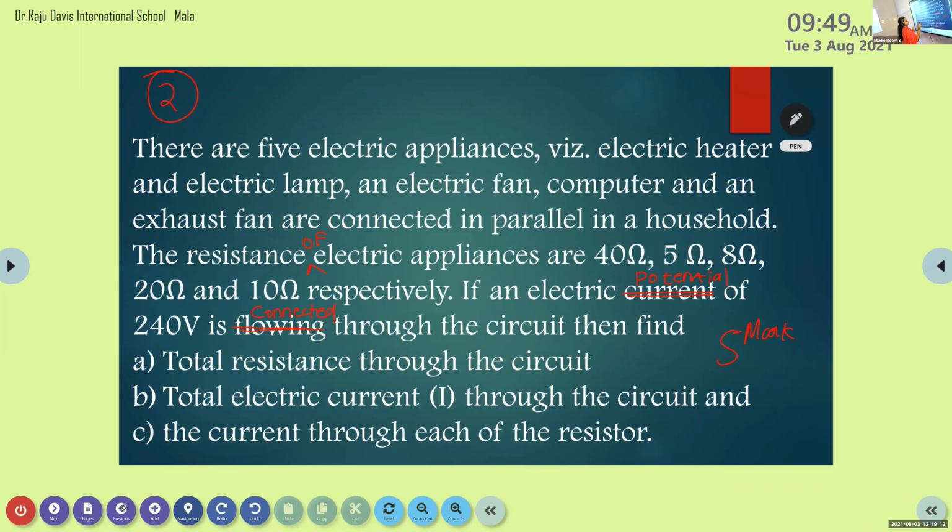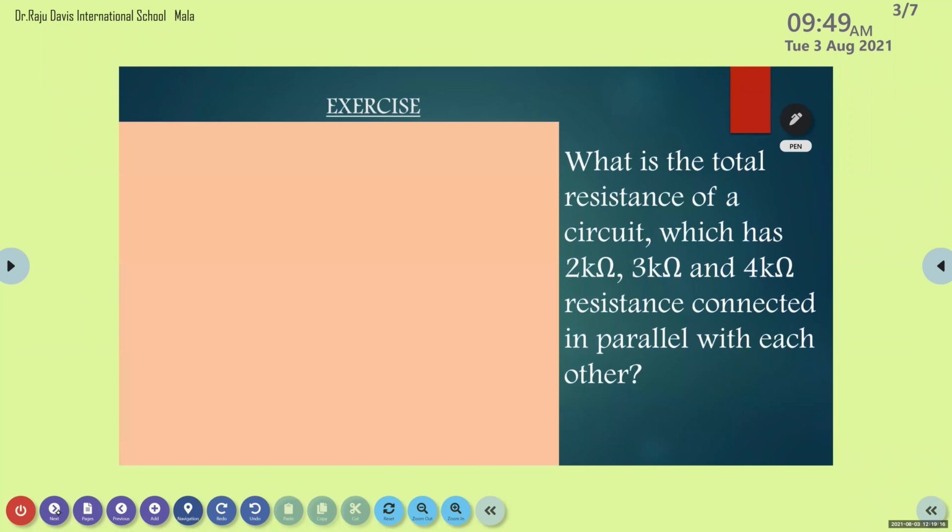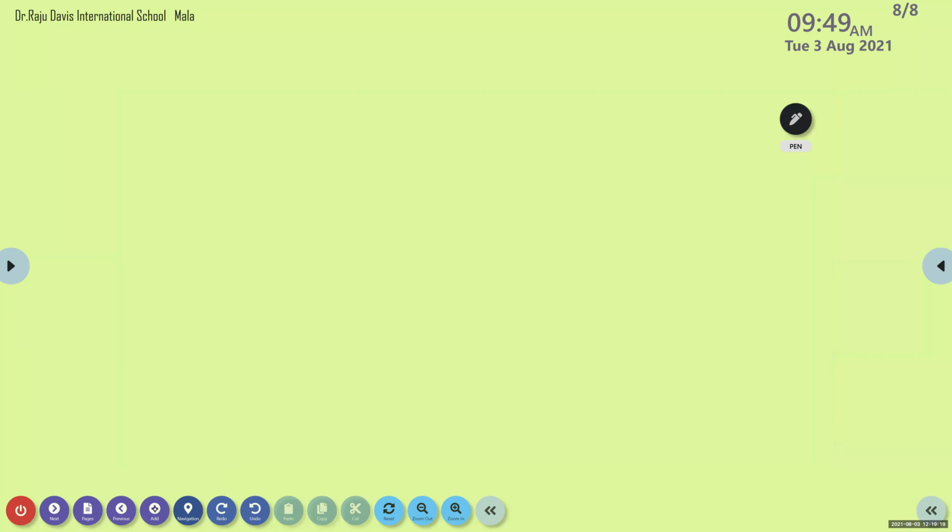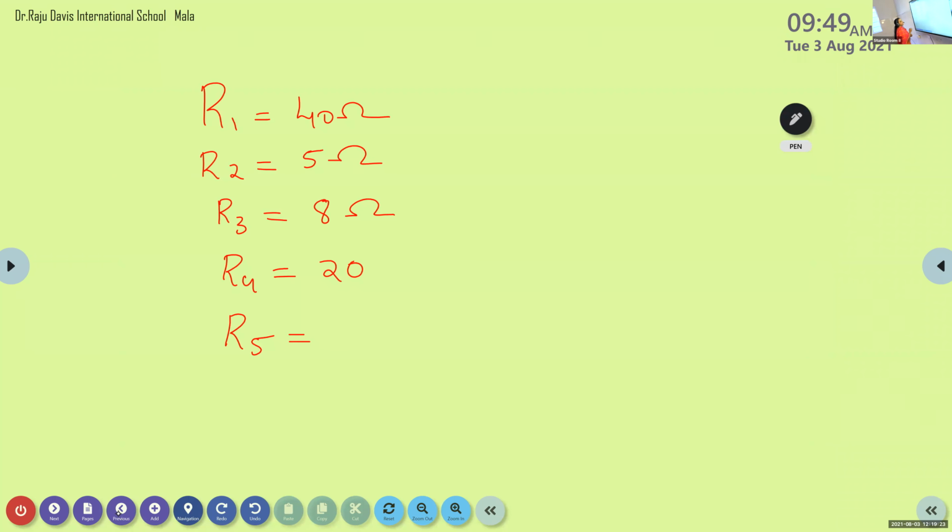Okay, 20 ohm, and then the next one, 10 ohm. Okay, once again I will collect it here. R4 is 20 ohm and R5 is 10 ohm.